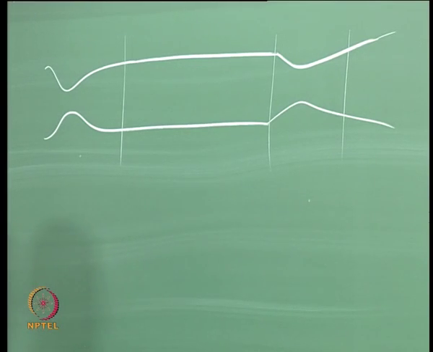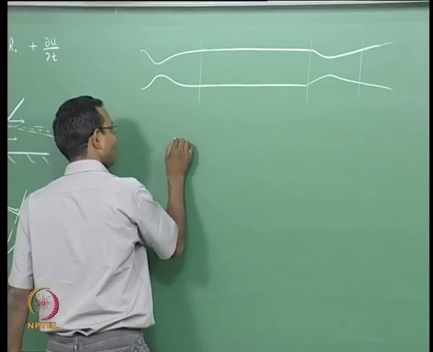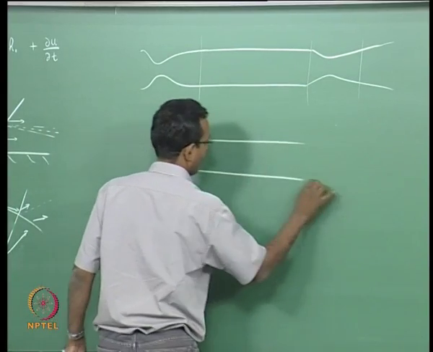I will probably outline how to deal with the whole thing in a generalized notation later, but just a constant area duct we are going to deal with right now.